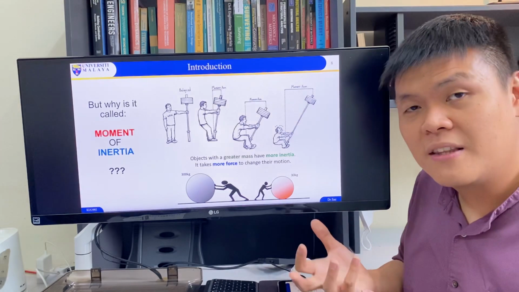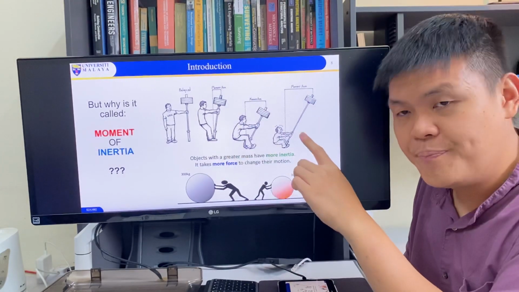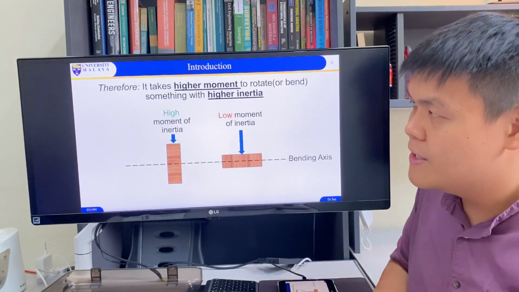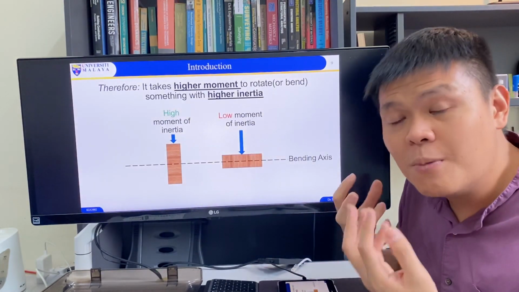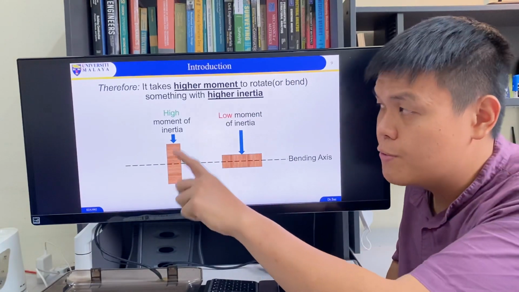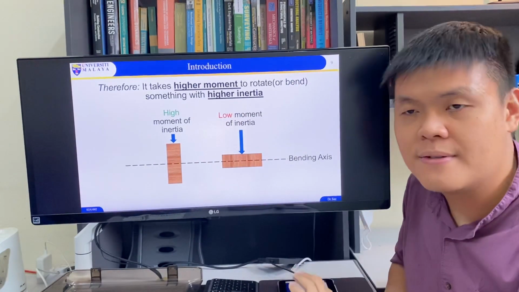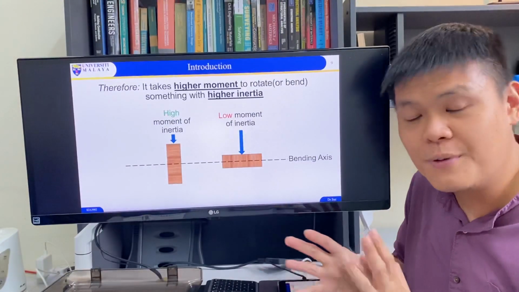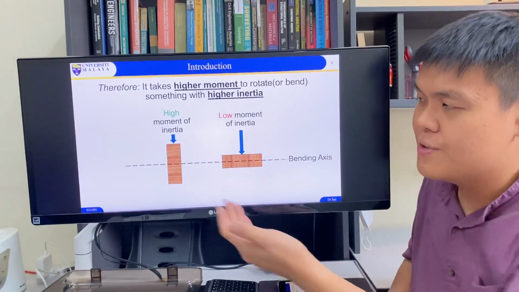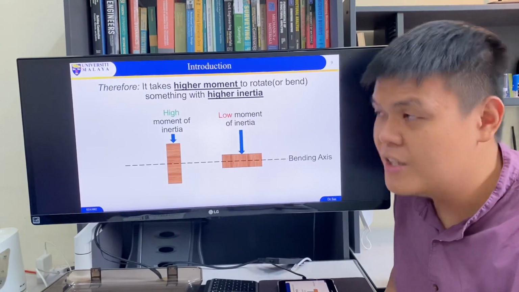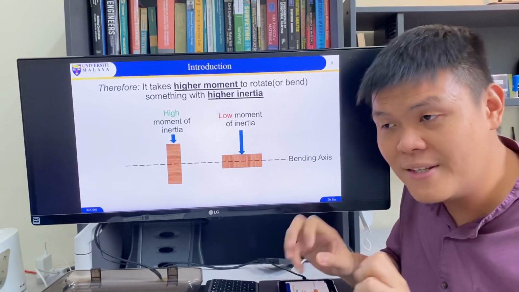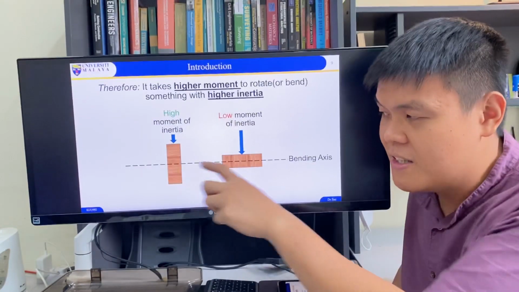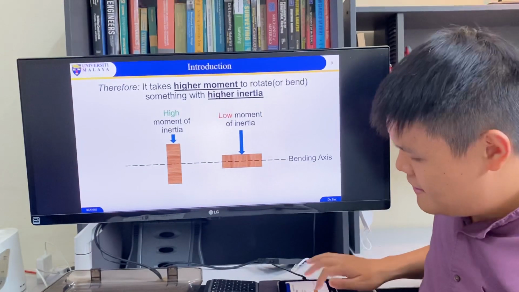Now we'll take this concept of moment here and the concept of inertia here, and let's combine them together. So it takes a higher moment to rotate or to bend something with a higher inertia. So that's how we think about moment of inertia. If something has a high moment of inertia, you need more force to bend it, to rotate it. It is actually rotating about this axis, okay?